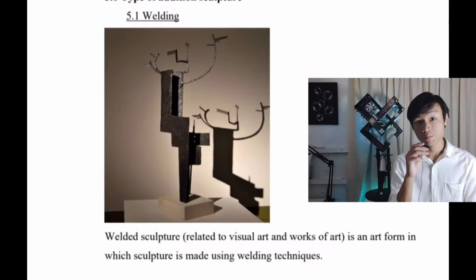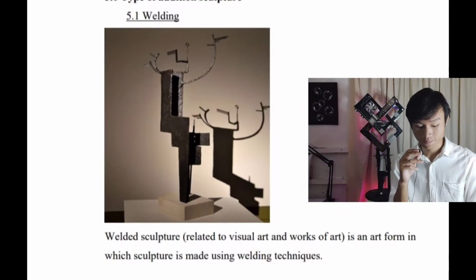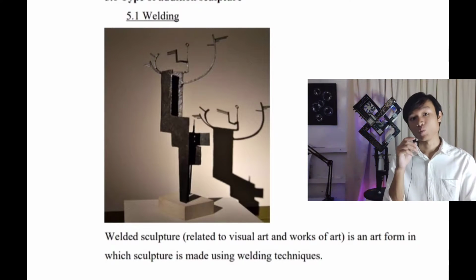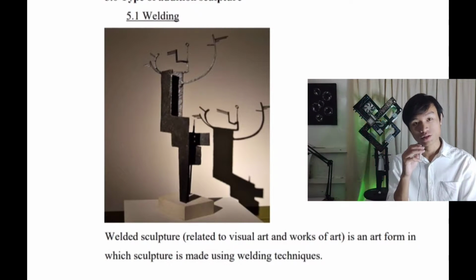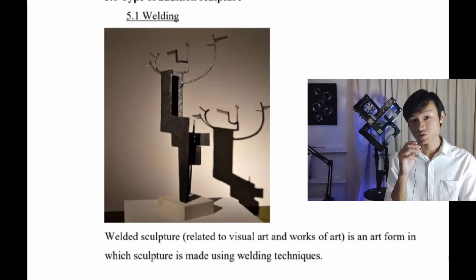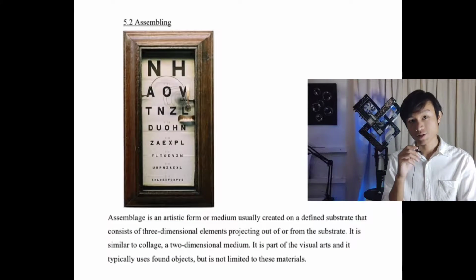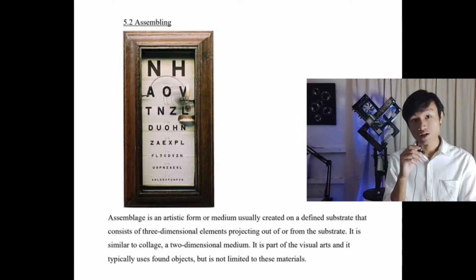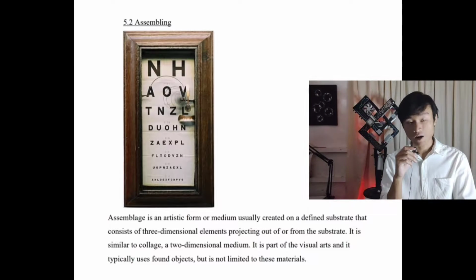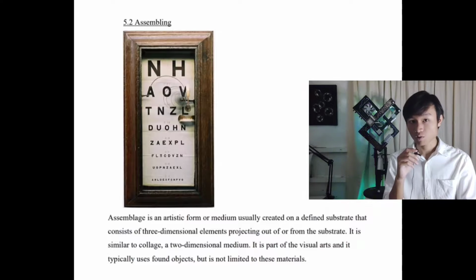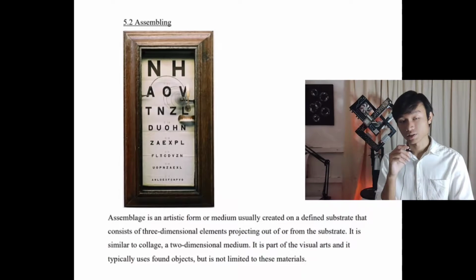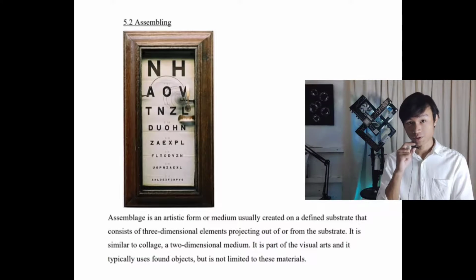Now, these are the types of additive sculpture. Firstly, the welded sculpture. Welded sculpture is created by using the welding technique. Next is assemblage. Assemblage sculpture is art which uses found objects. It is not limited to any particular material. It can use many other materials.